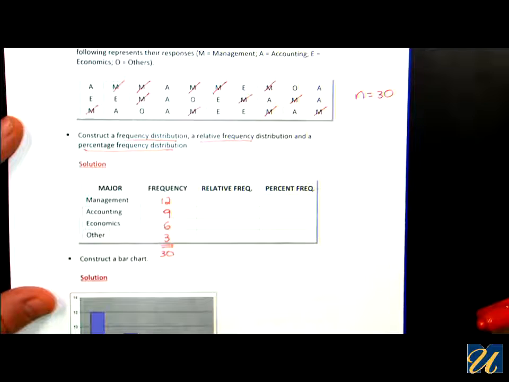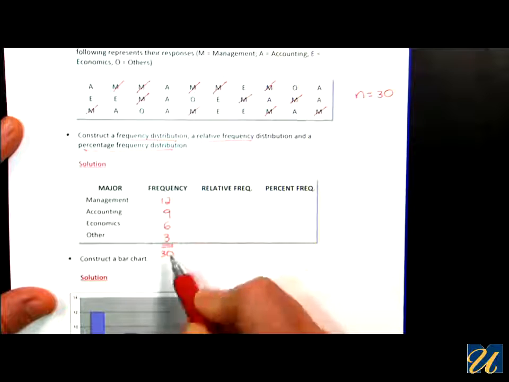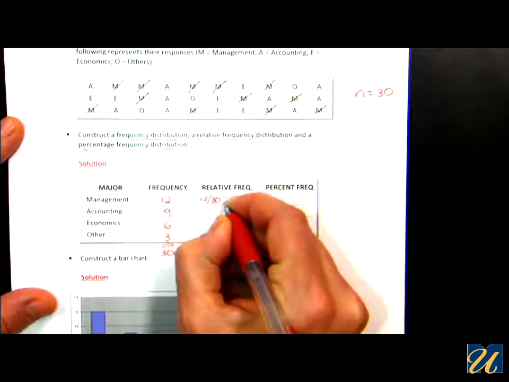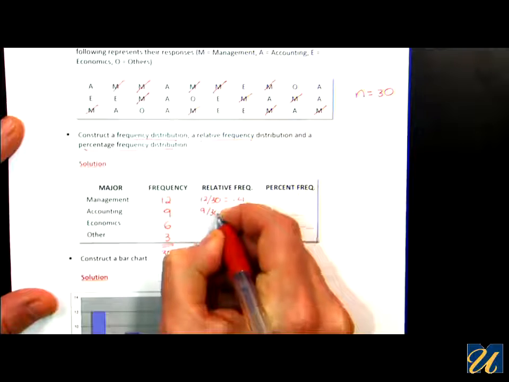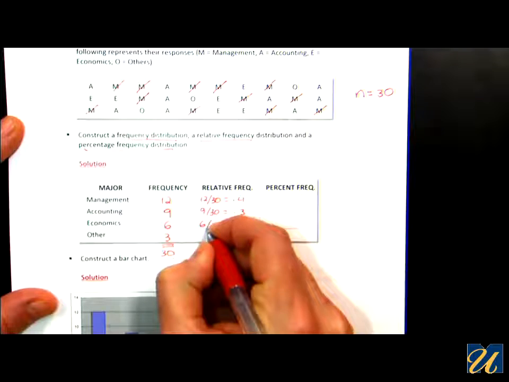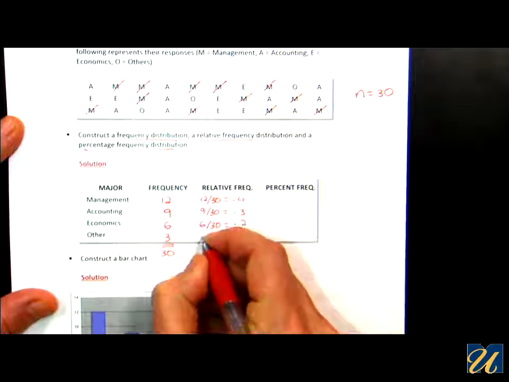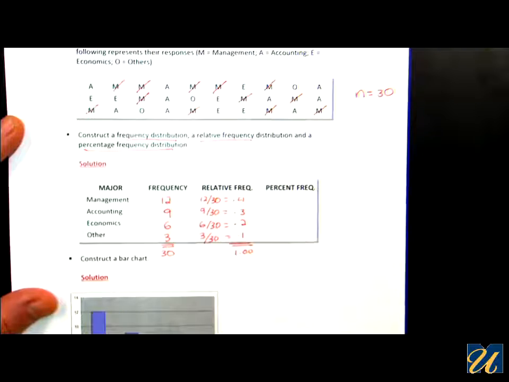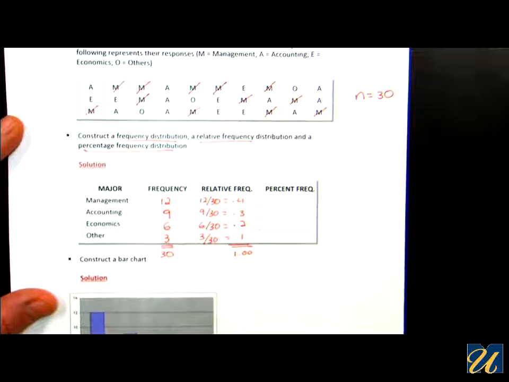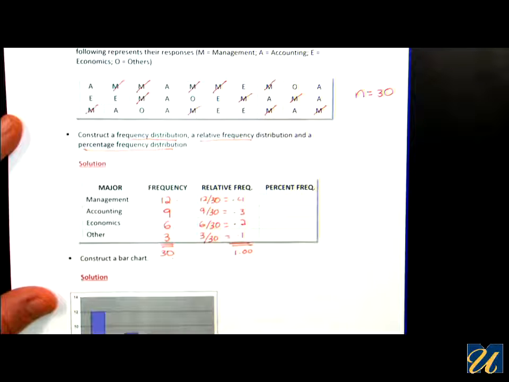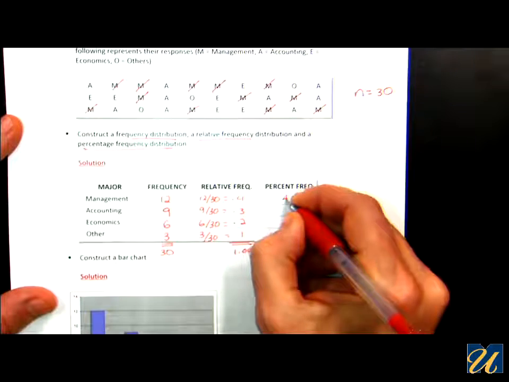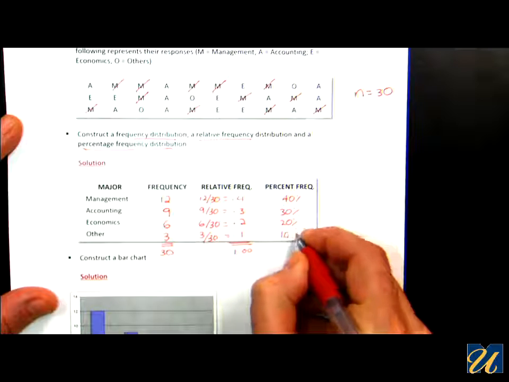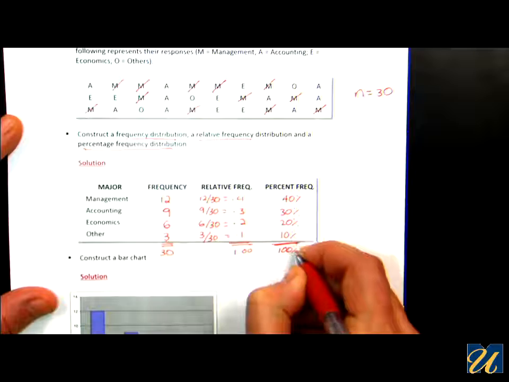Relative frequency. How do I find the relative frequency? I take the frequency of each class and divide it by the total number of entries. So 12 over 30 is 0.4, 9 over 30 is 0.3, 6 over 30 is 0.2, and 3 over 30 is 0.1, for a total of 1. Percent frequency, whatever you have in your relative frequency, you multiply it by 100%. So this is going to be 40%, 30%, 20%, and 10%, for a total of 100%.